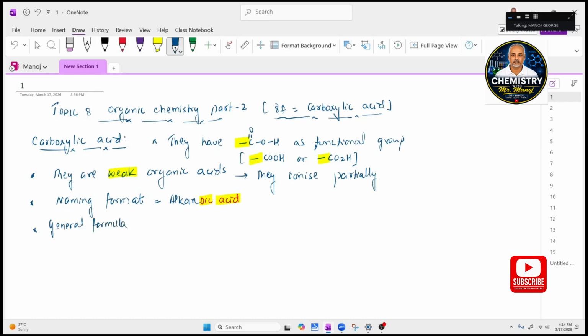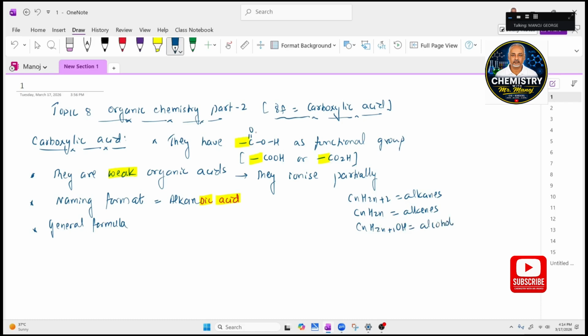So I'm just going to write some comments here. You might remember CnH2n+2. This was the general formula of alkanes. You might remember CnH2n. This was the general formula of alkenes. And then CnH2n+1OH. This was the general formula of alcohols.